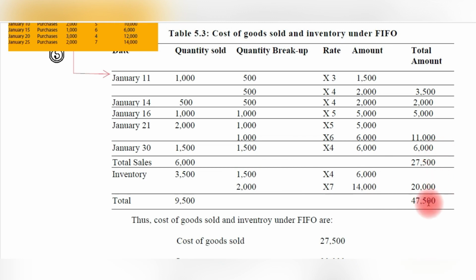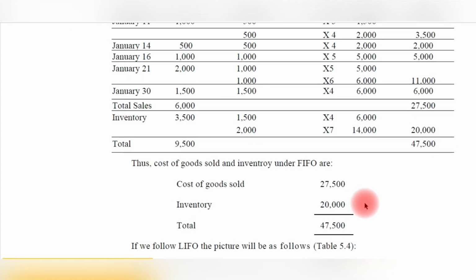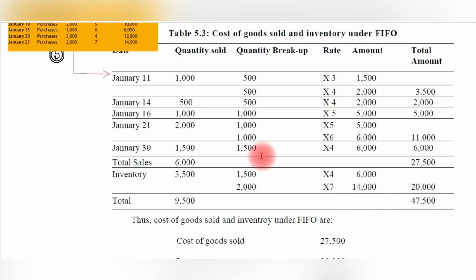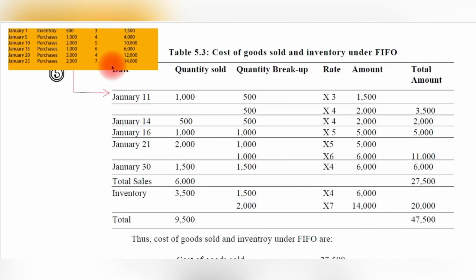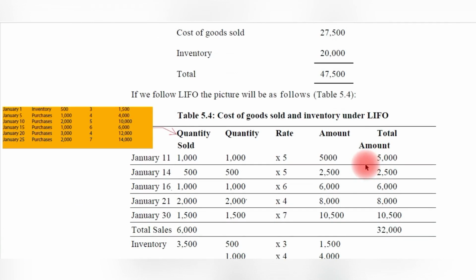27,500 plus 20,000, 47,500 will be the total of the cost of the goods sold and the cost of the inventory. This is the first in first out method. Here what we are essentially doing is that the goods which were bought earlier, the oldest goods, their cost price will be taken into consideration for showing in the profit and loss account. The second method is the last in first out method.